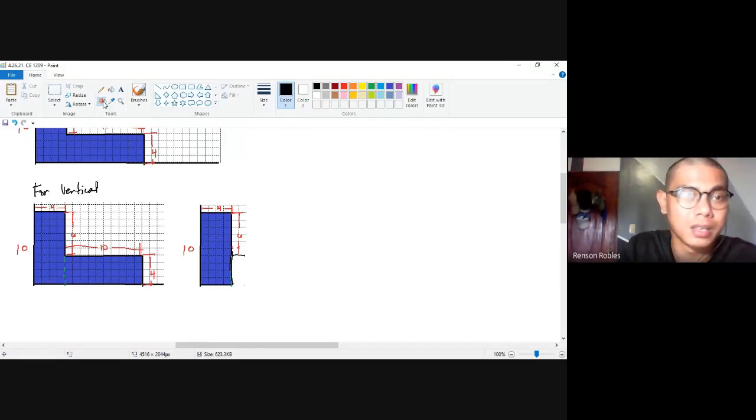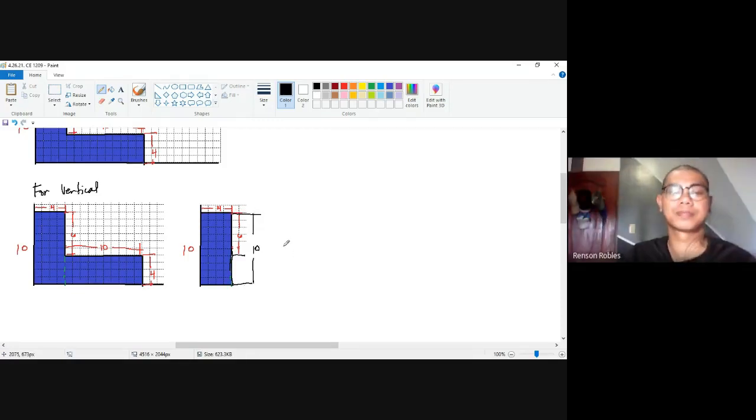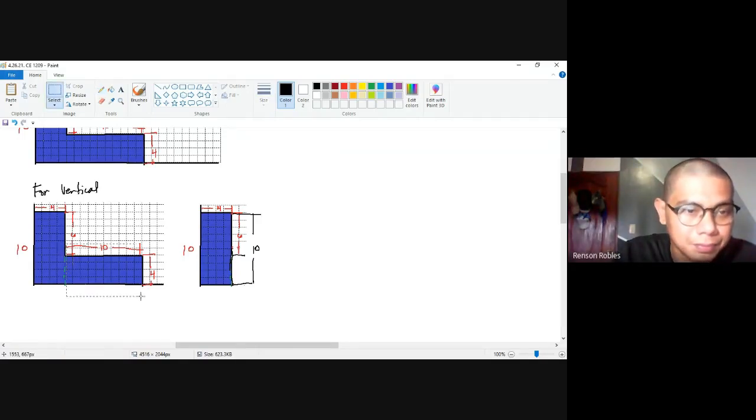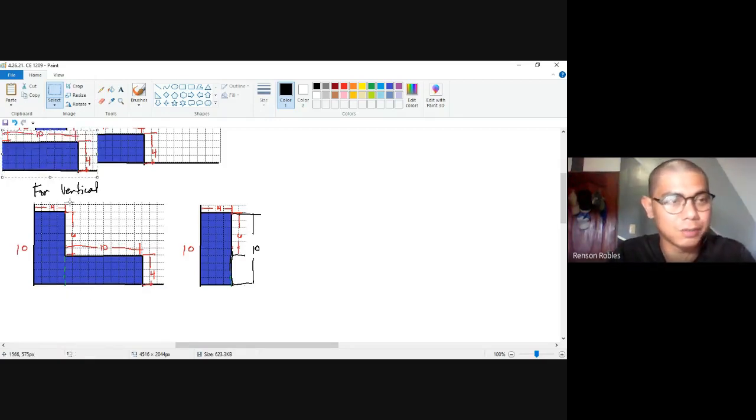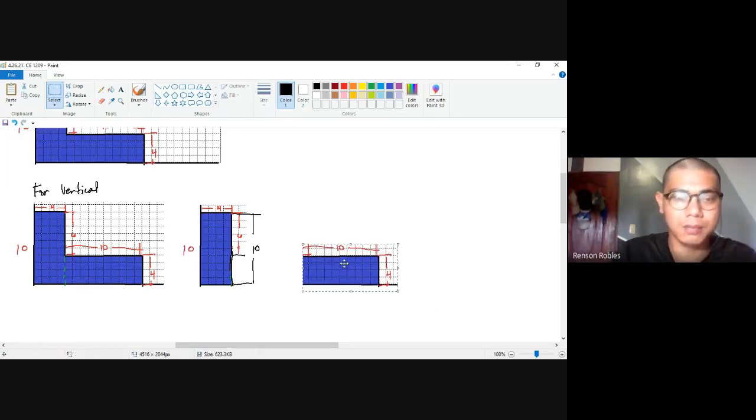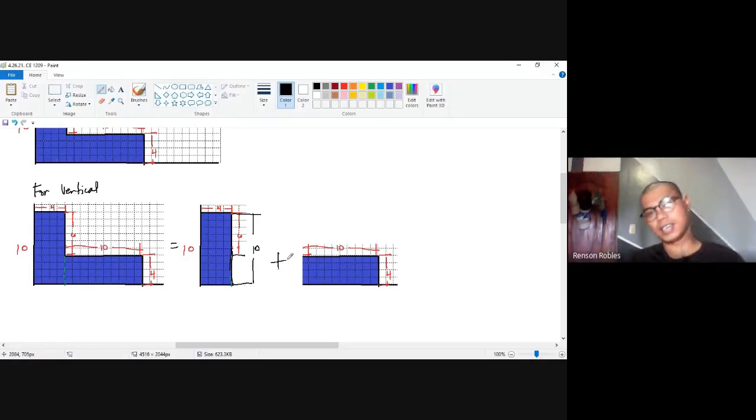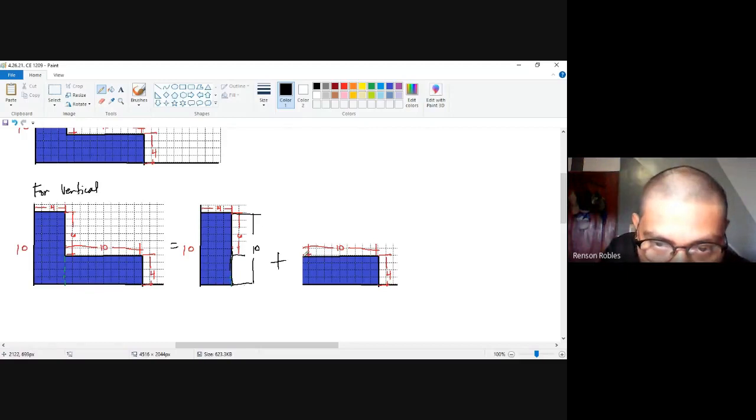So, ibig sabihin, this is no longer 6, but 10 po. 10 na po yan. Okay, good. And then yung isa pa, ito. Control C, Control V. Okay. Ibig sabihin, this figure is equal to this plus this. Okay? Then ito siya. So ito ay 4, ito ay 10. Right?